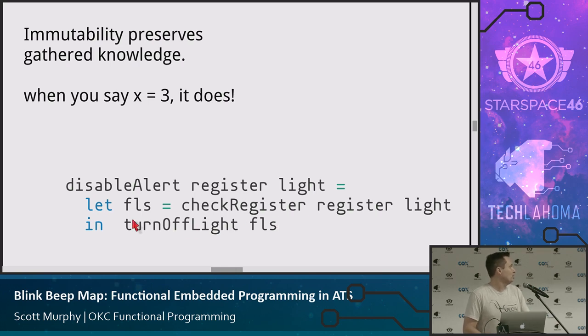So being able to say that you've checked this register and now you have it, and then turning off the light and knowing that if you've done this right here, you don't have to worry about somebody else changing this out from under you, is an incredibly important property. Or changing the meaning of it in the same scope.